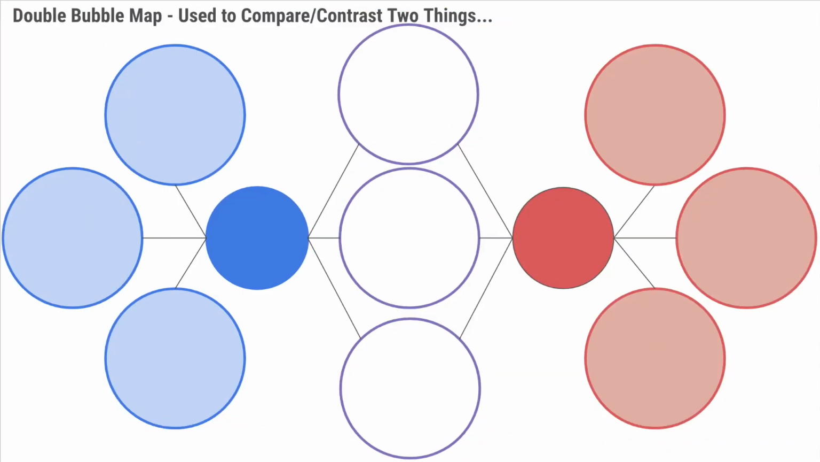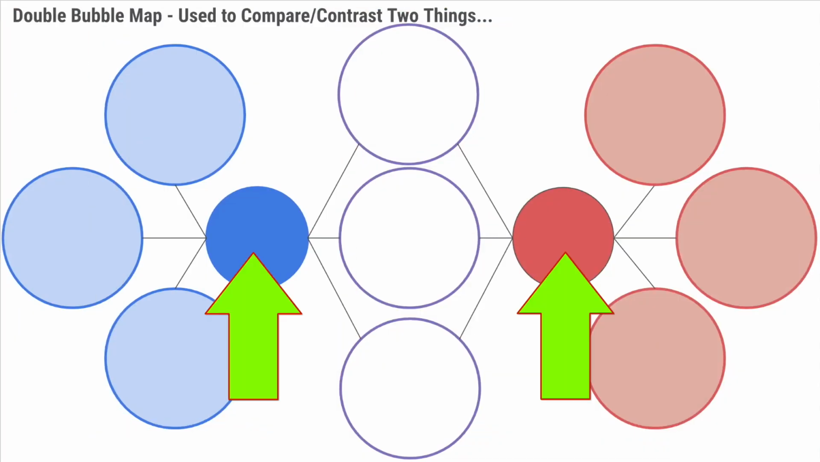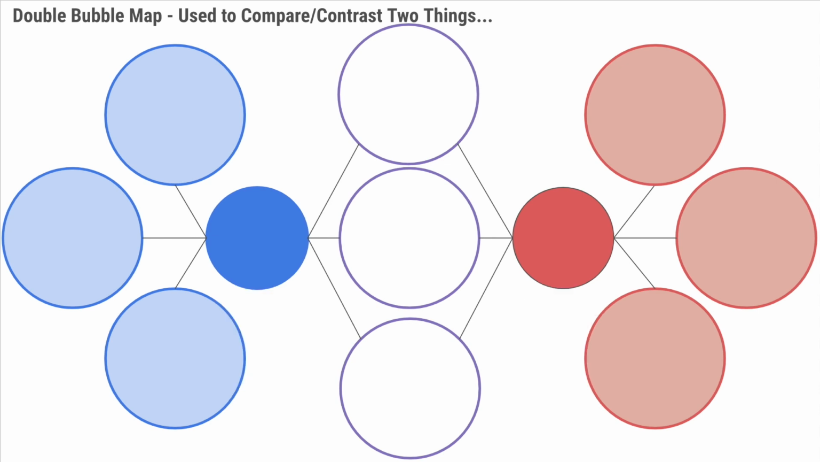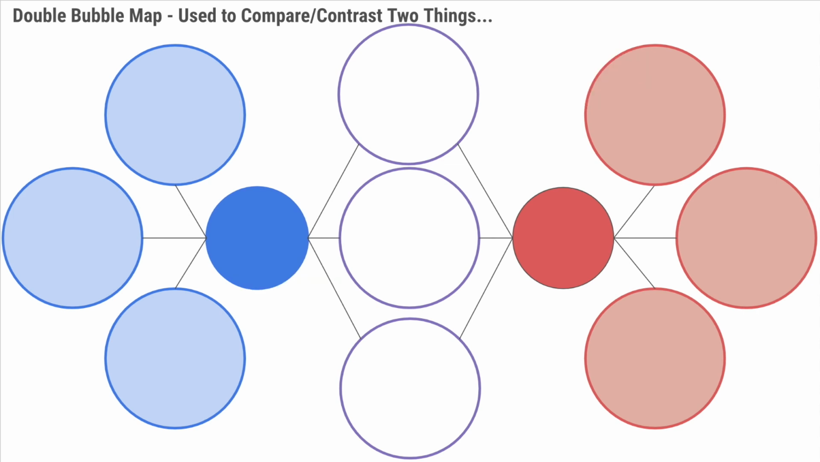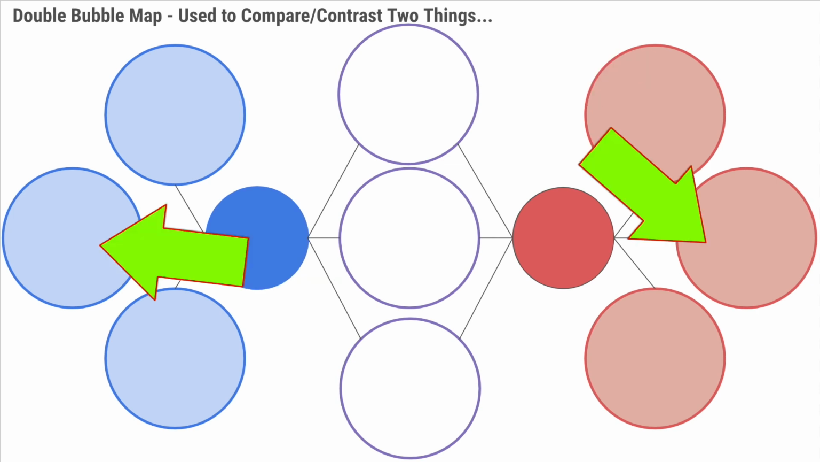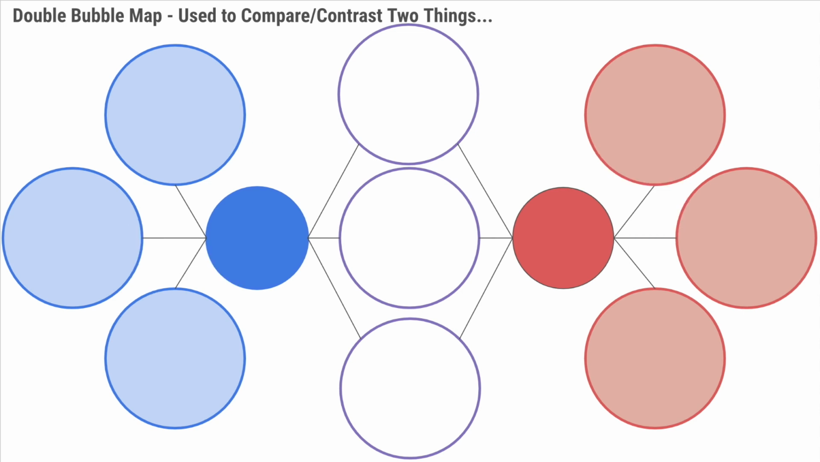What I just want to show you is what this double bubble map is. As you look on the screen, you see this blue circle and this red circle, the smaller ones towards the middle. Those are going to be the two items that we're going to compare and contrast. Then you've got those three white circles down the middle. Those are going to be characteristics that the two items have in common with one another. And then you've got the light blue and light red circles on the edges. Those are going to be distinguishing characteristics between the two.